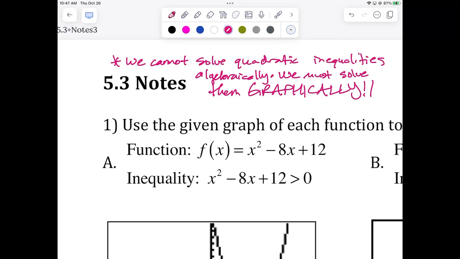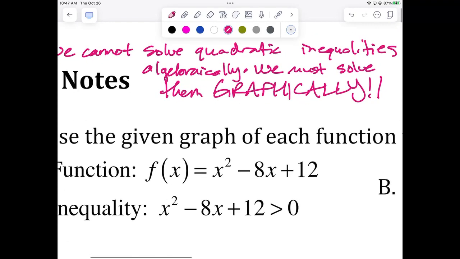Okay, let's take a look at number 1A. Our function is x squared minus 8x plus 12. What do we know about that function without even seeing the graph below? We know that it is a quadratic. It's x squared. It opens up or down? It opens up. What's the y-intercept? 12, right? You plug in a 0 for x and you get 12. So the y-intercept is 12.